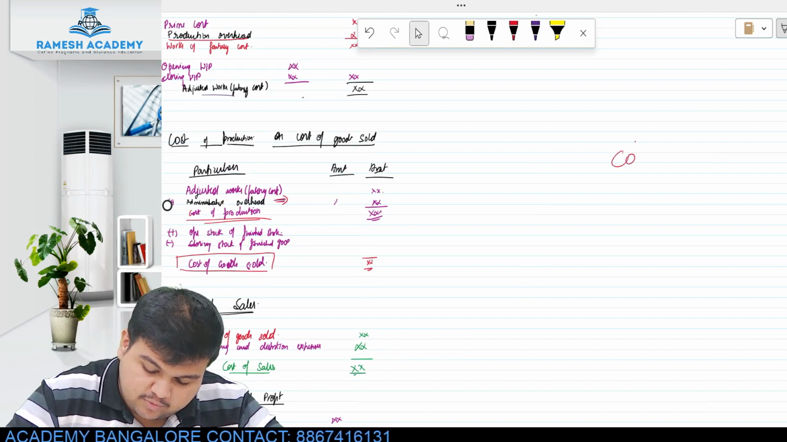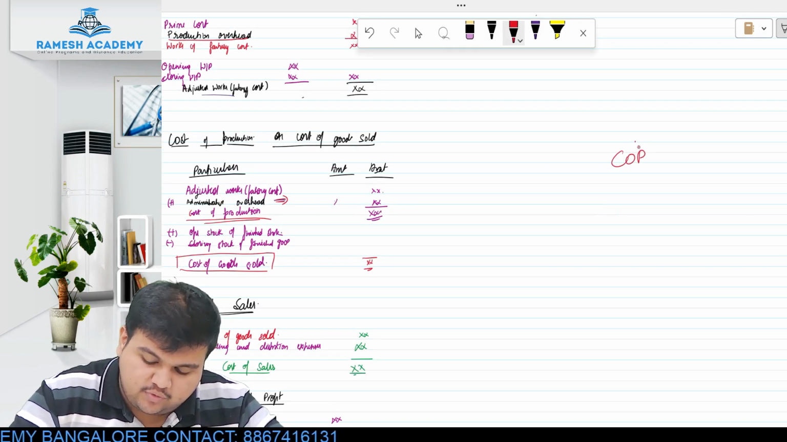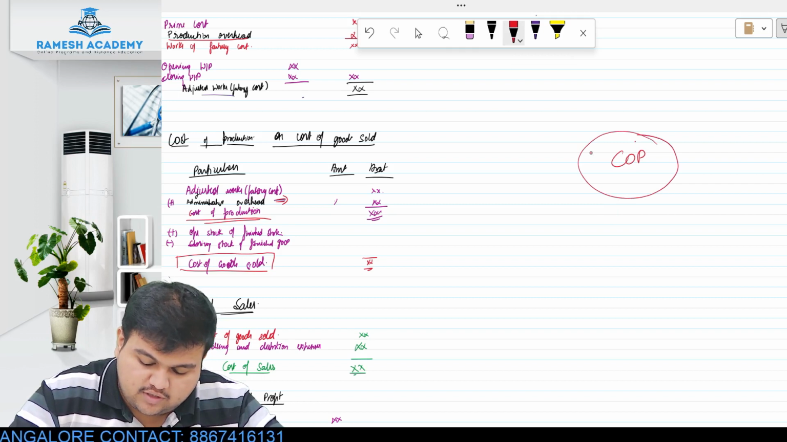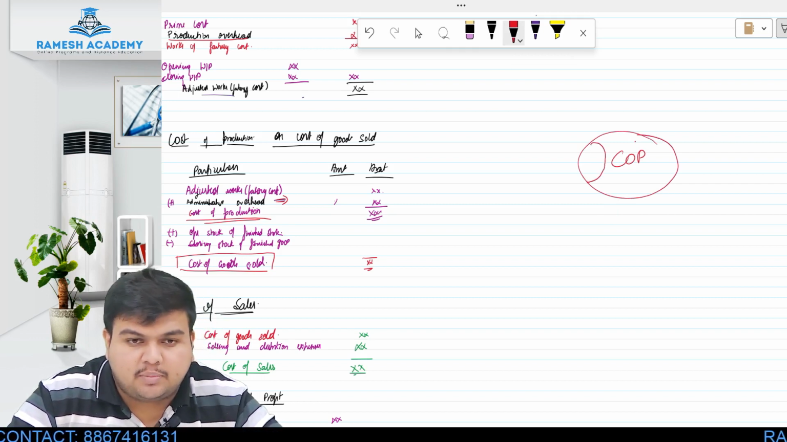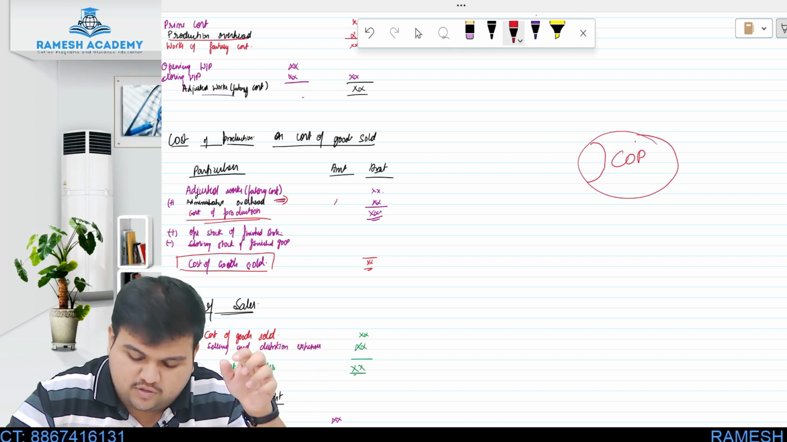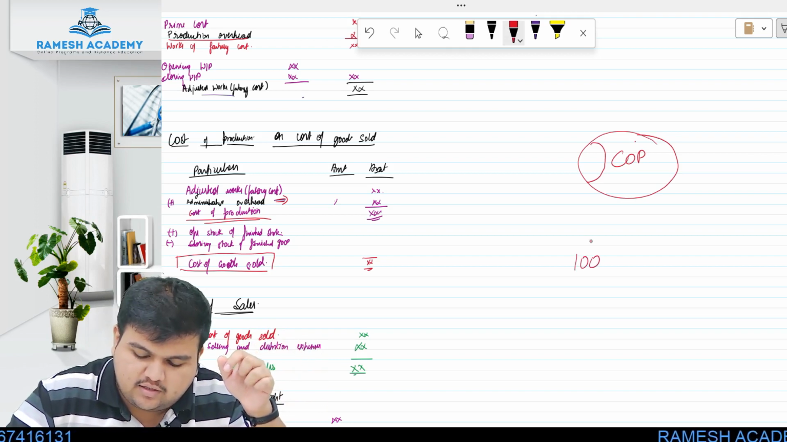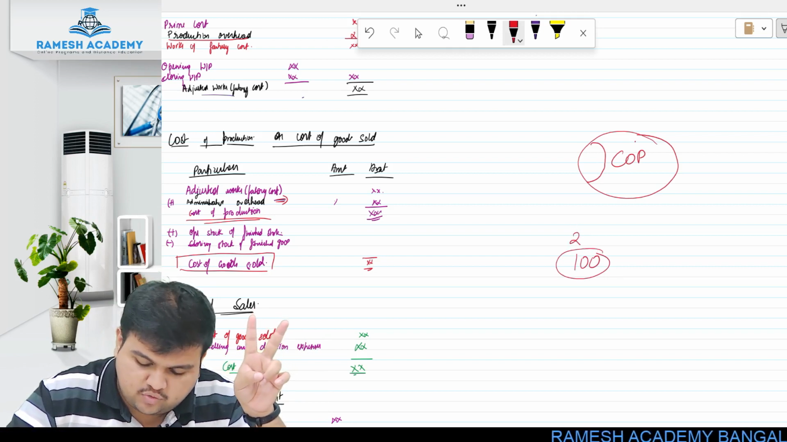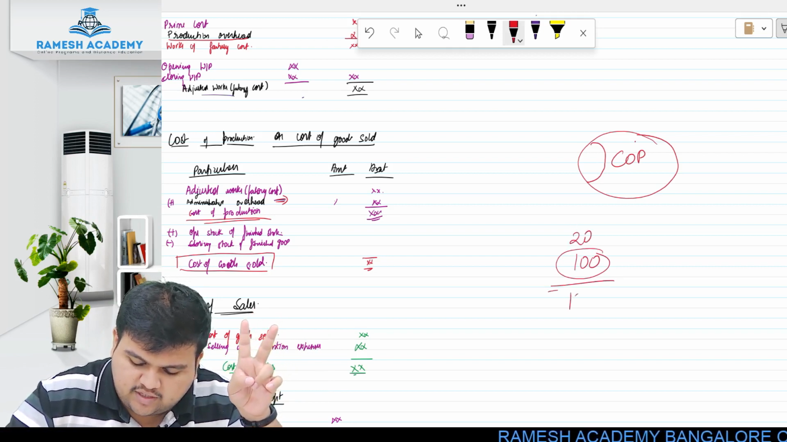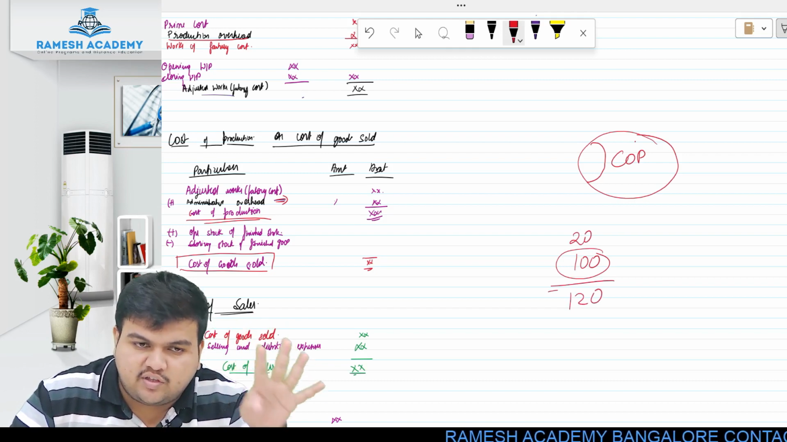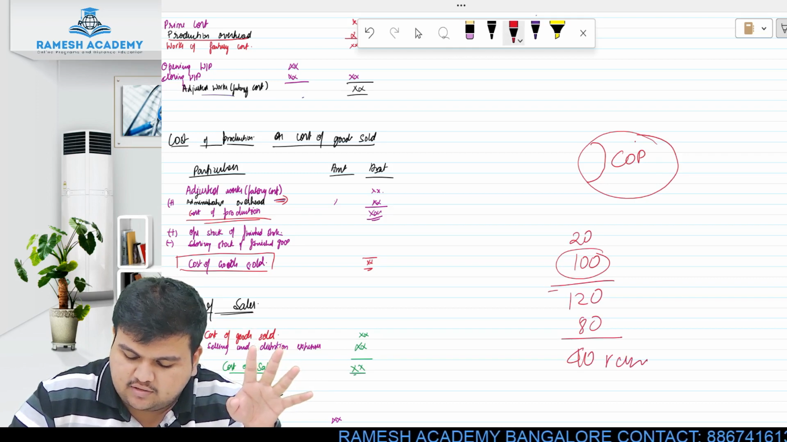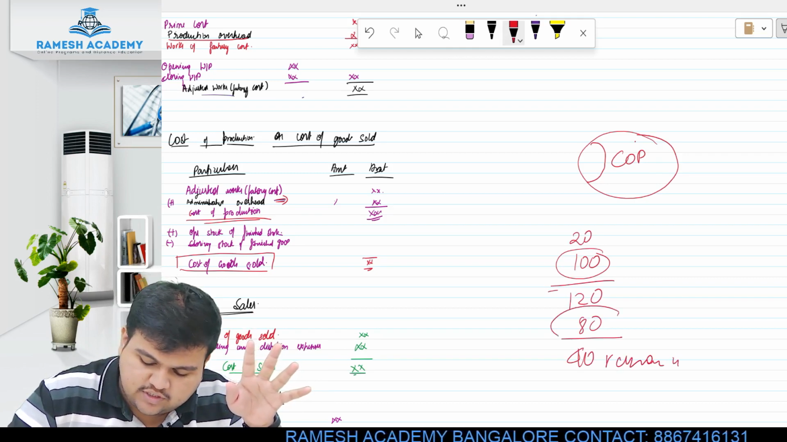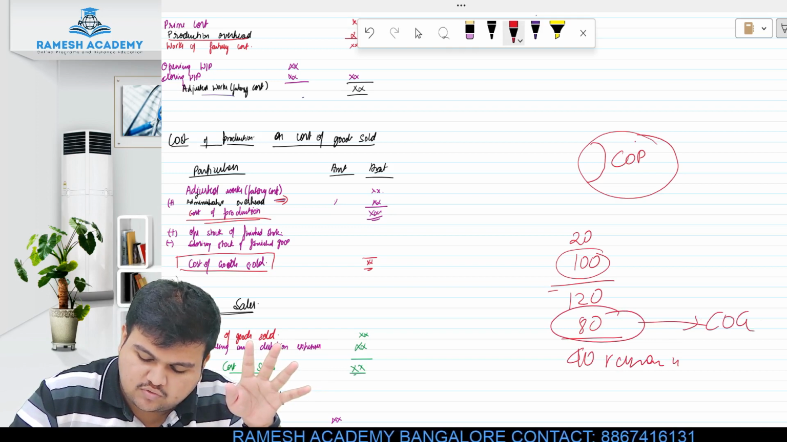This is the cost of production. Now you have produced the whole goods. You add the previous lying stock of finished goods. You have 100 cars produced this year. Now you had 20 cars remaining already. So total you have 120 cars to be sold. But this year you were able to sell only 80 cars. So the 40 cars that remain are in your godown. This 80 cars that is sold is the cost of goods sold.